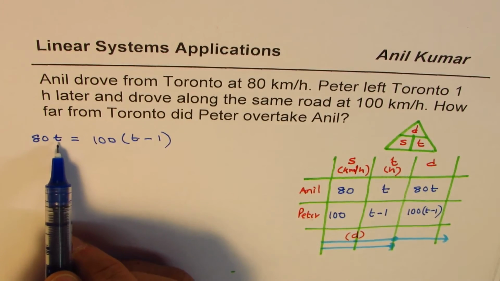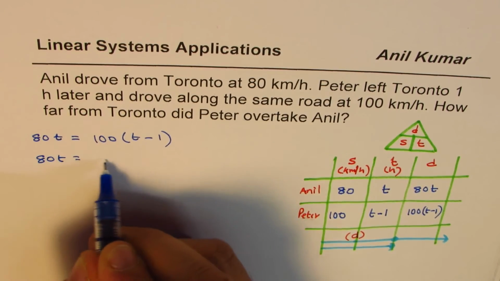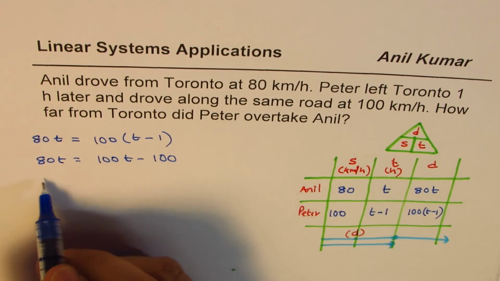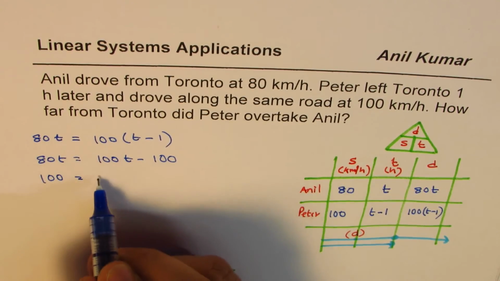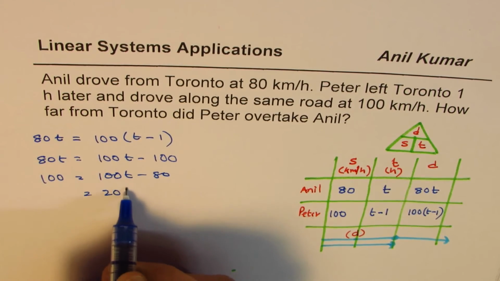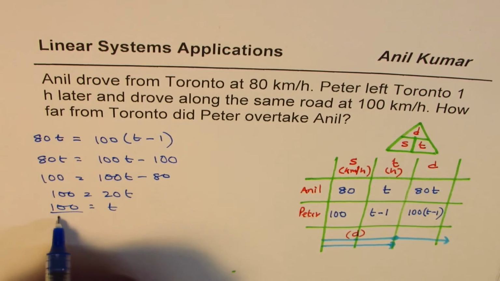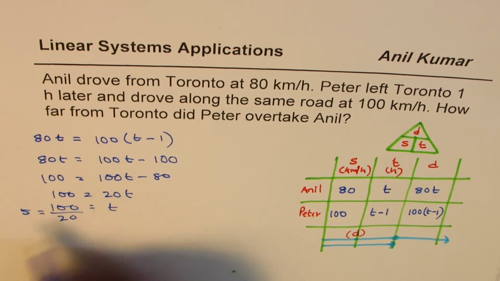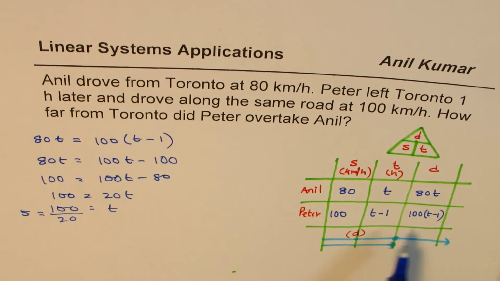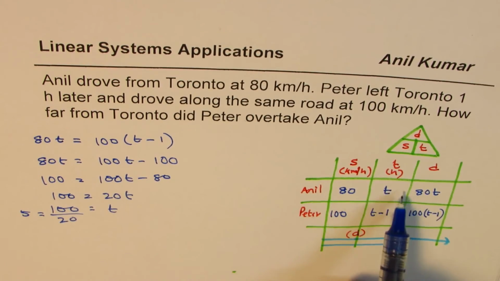So let's find the value of t, solving this equation. So we have 80t equals 100t minus 100. Bringing 100 to this side, 80 to the other side, that is rearranging the equation, we get 20t equals 100, or t equals 100 divided by 20, which is 5 hours. So after 5 hours, Peter overtook Anil. That means Peter drove for 4 hours, right? Anil drove for 5 hours.